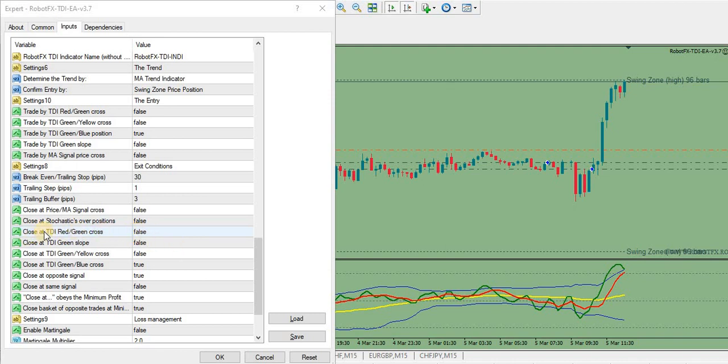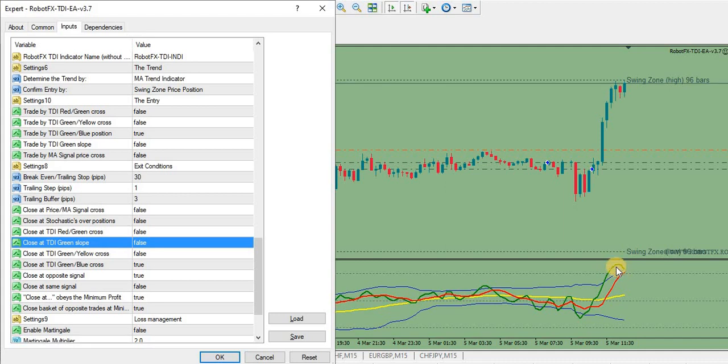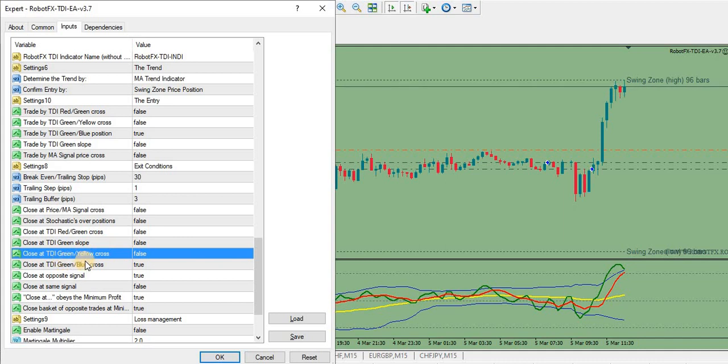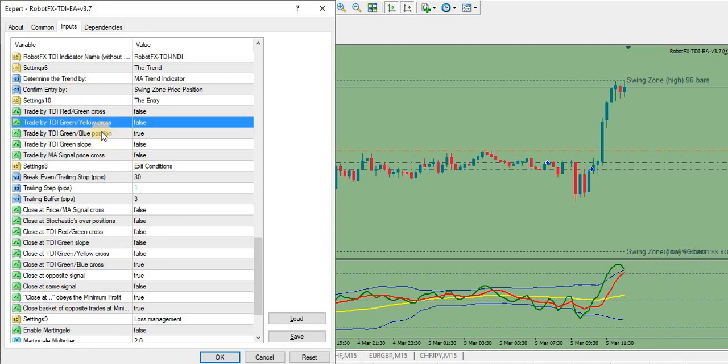and too hard. Next, there's the option to close the trade depending on the TDI green slope. So if we have a buy trade open and the TDI green is rising, the expert advisor will close the trade or the trades as soon as the green starts falling. Close the trade when the green crosses the yellow line. That's exactly the opposite of this one.